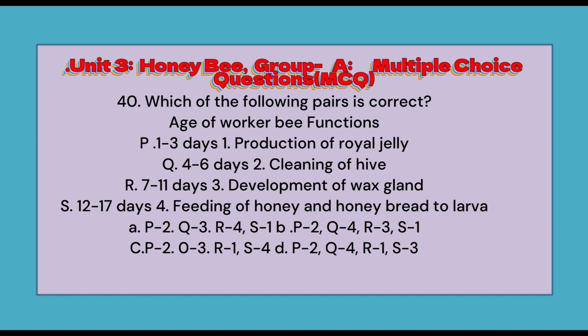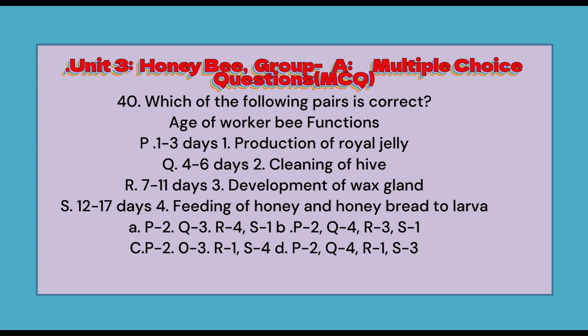40. Which of the following pairs is correct? Age of worker bee, functions. P: 1 to 3 days. 1: Production of royal jelly. Q: 4 to 6 days. 2: Cleaning of hive. R: 7 to 11 days. 3: Development of wax gland. S: 12 to 17 days. 4: Feeding of honey and bee bread to larva.